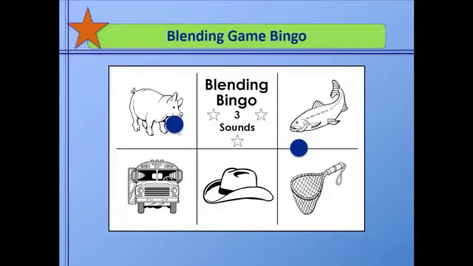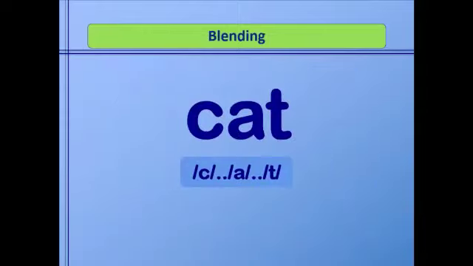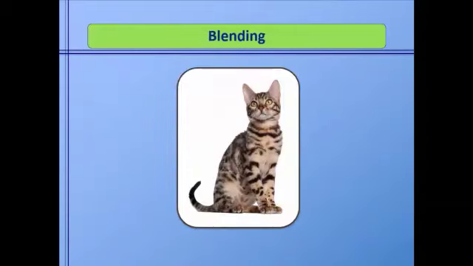Now, why are we doing this? Well, young children will use blending when they begin to decode or sound out the first words that they start to decode. They have to blend those sounds together to come up with cat.